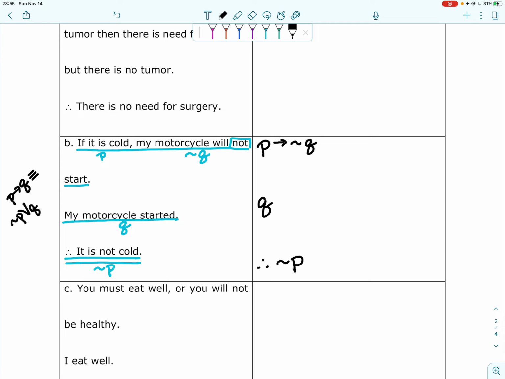So I'm going to rewrite this first term up here as not P or not Q. And then this if-then statement goes away. I'm going to cross it out because I rewrote it as an or statement. I can do math with or statements to determine whether they are true or false. I can't do math with if-then statements to determine whether they are true or false.